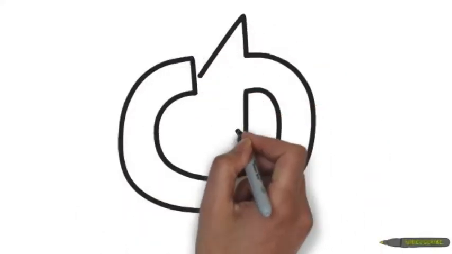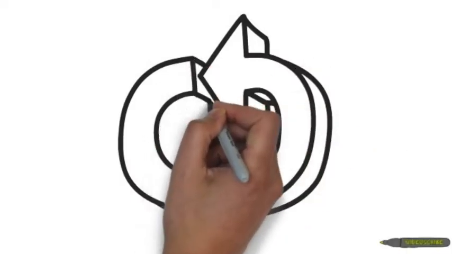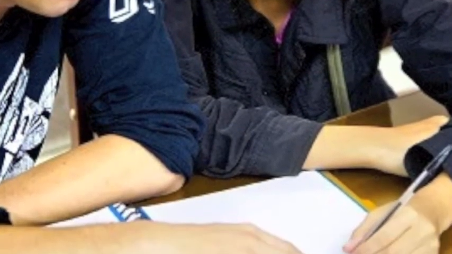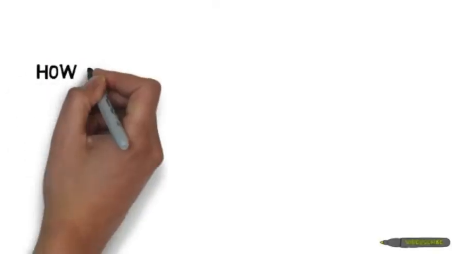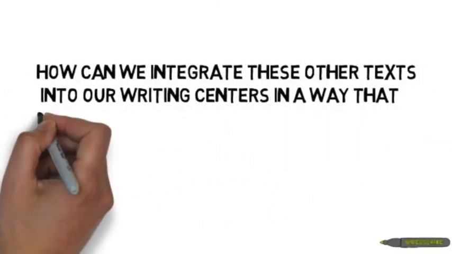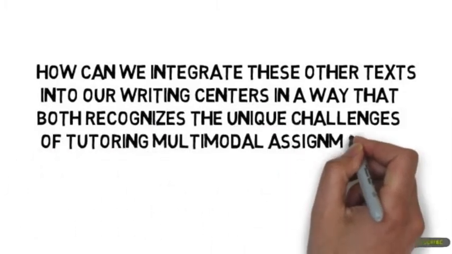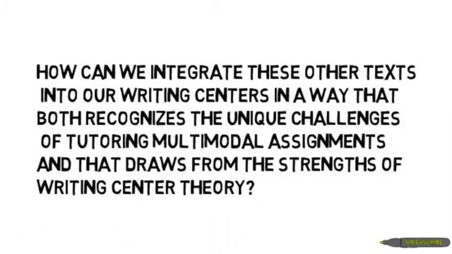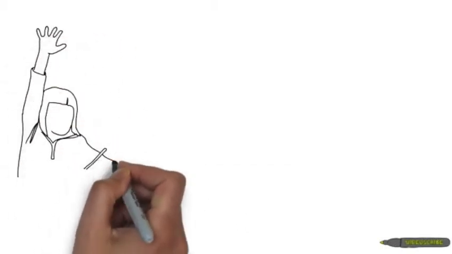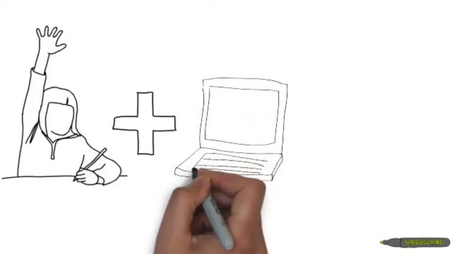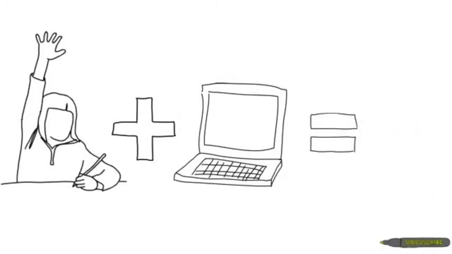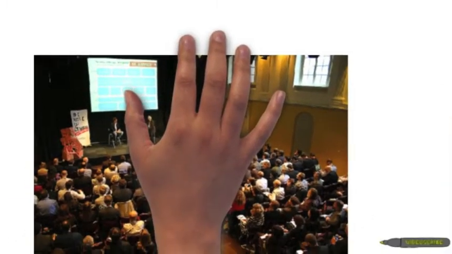So where can we find middle ground here? Is the debate as simple as treat multimodal texts as you would any other text, or remove them into their own separate space? How can we integrate these other texts into our writing centers in a way that both recognizes the unique challenges of tutoring multimodal assignments and draws from the strengths of writing center theory? Before we can answer these questions, we first need to look at why teachers are creating these assignments and what they hope their students will get out of writing multimodal texts. Let's begin by looking at what has been said on the subject at an international level.